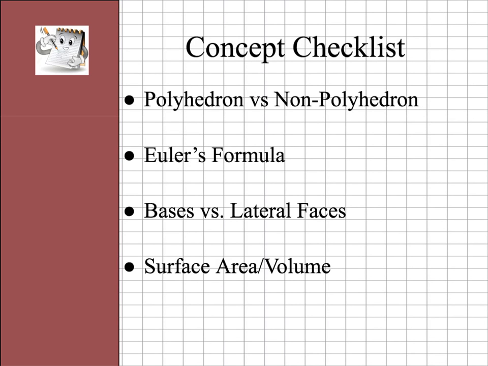So the main concepts that we're going to hit today, first one is deciphering the difference between polyhedrons and non-polyhedrons. Looking at Euler's formula, bases versus lateral faces, and things on surface area and volume. Okay.